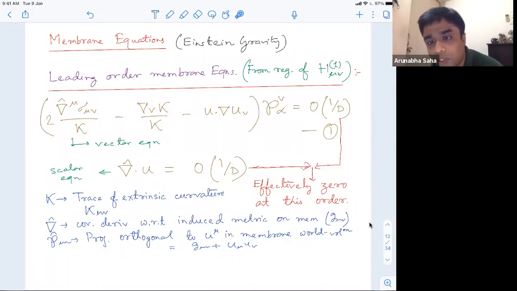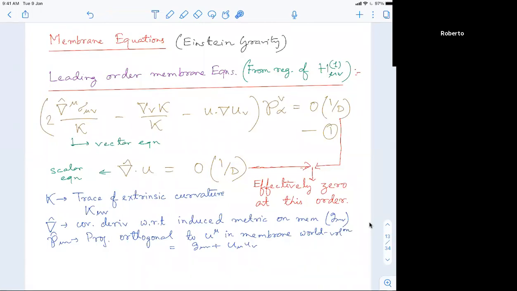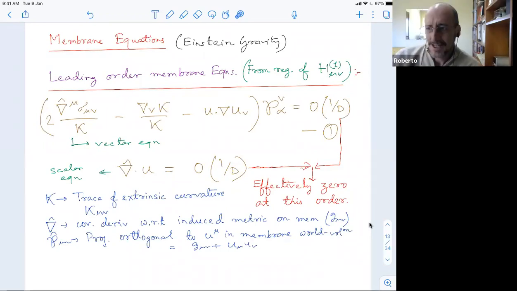Is it clear that this is how you can use the membrane equation to arrive at the dissipation? I see. So to leading order, there is no dissipation there. Yes. Okay. All right. Thank you. Can I qualify this a little bit?